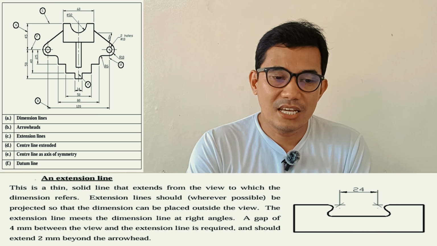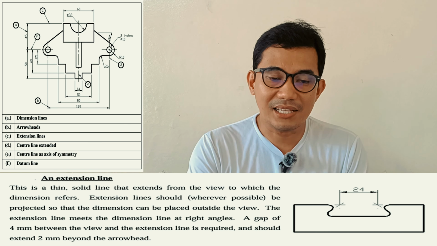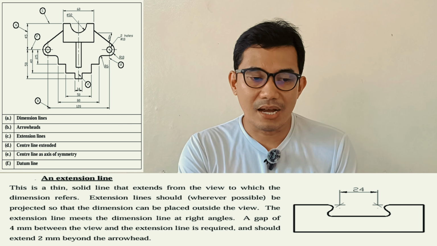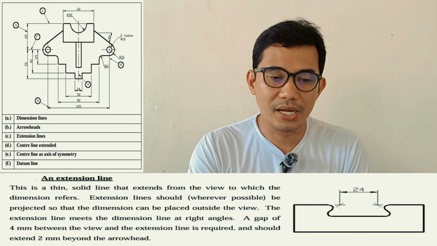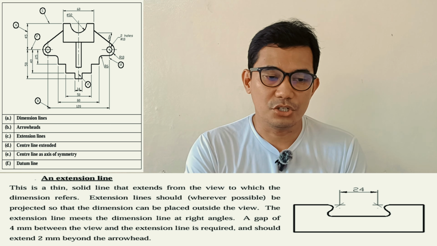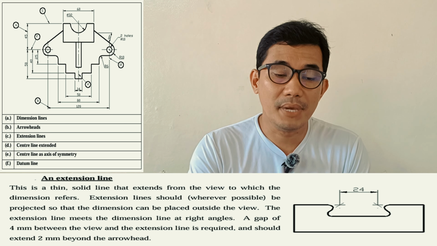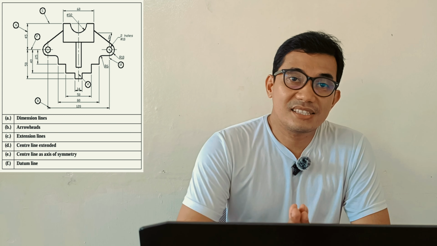The extension line meets the dimension line at right angles. It should be 90 degrees. A gap of 4 mm between the view and the extension line is required and should extend 2 mm beyond the arrowhead. Next, a center line.